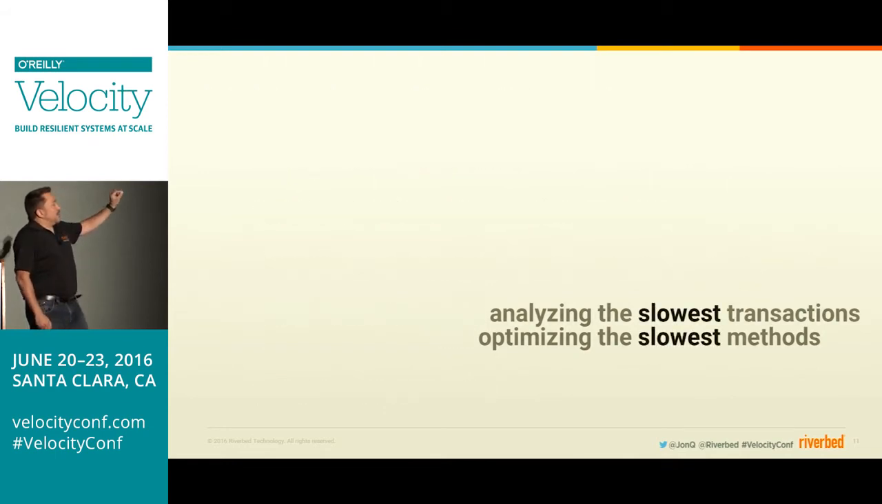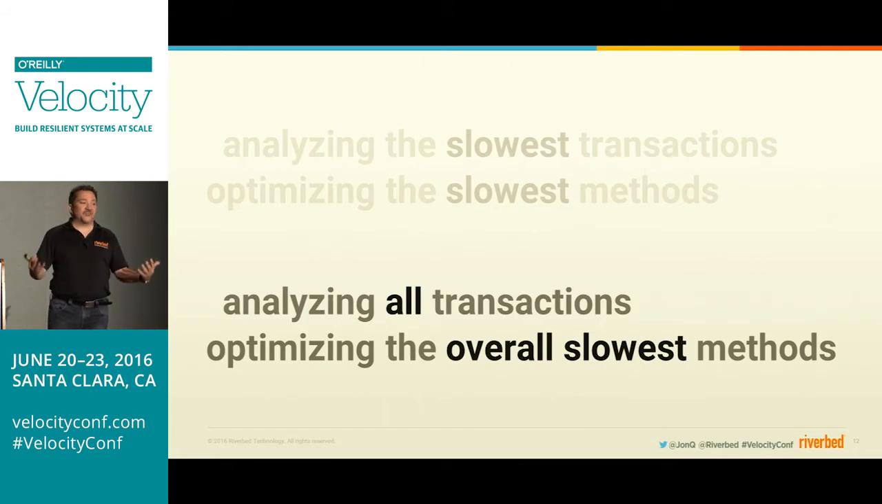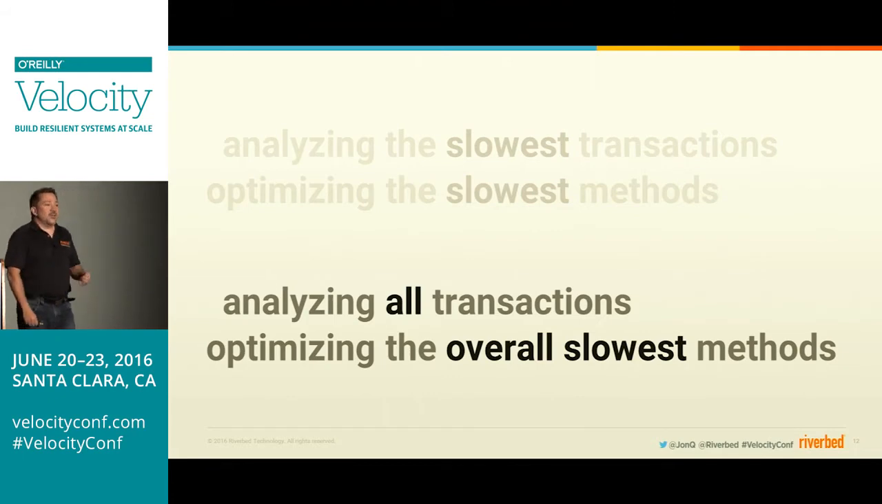So what I did is by using our approach to things, we said, let's analyze all transactions. We have a big data approach. We can collect billions of things in microscopic detail. Let's look at all of them and figure out what are the common things that are causing slowness. What is the overall slowest method? So instead of identifying the things that took 500 milliseconds and so on, we identified, you'll see, an interesting dominator.